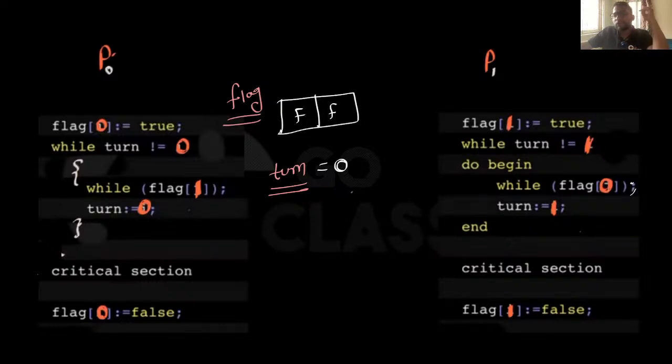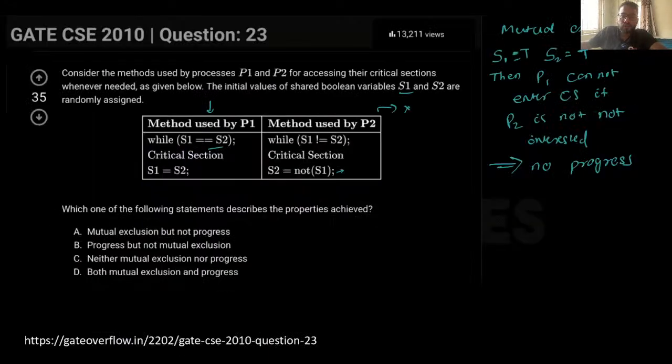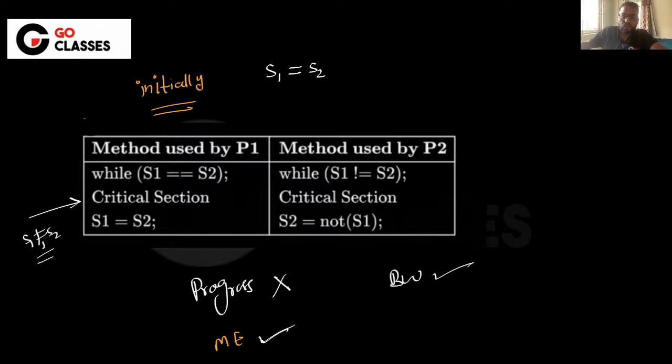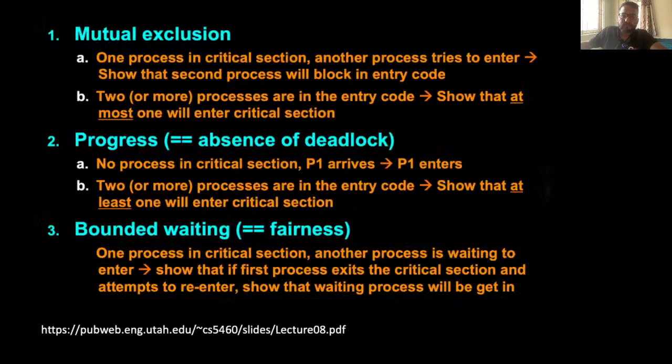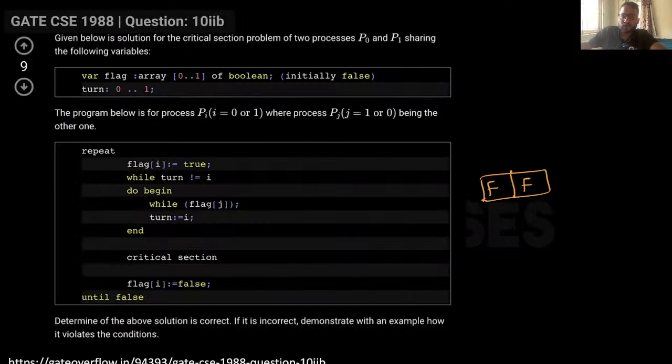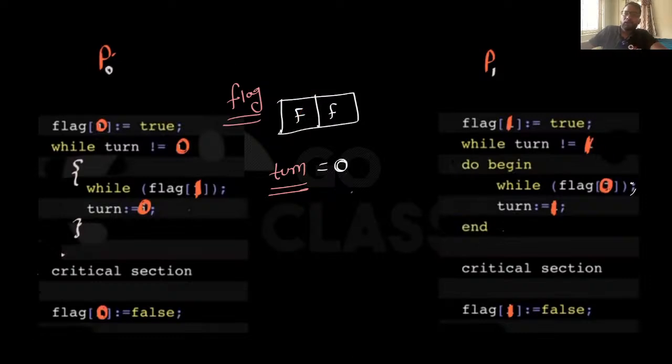So for the progress, you need to check two things. Do you remember? What are those two things? These are the things that we need to check. If no process is in the critical section and P1 arrives, then it should be allowed. If two or more processes are in the waiting area, then at least one should enter, right? Which means there is no deadlock actually. So here I have checked the first condition. Now let's check the second condition.